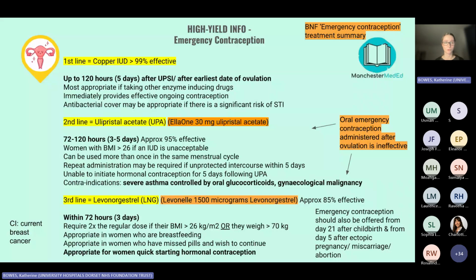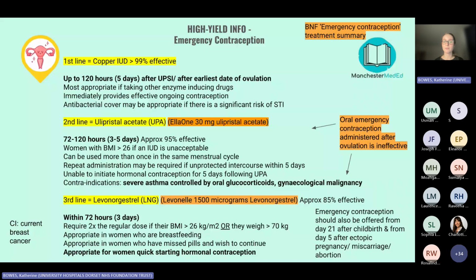And there are some important contraindications for this one. Severe asthma that's controlled by oral steroids would be a contraindication. And any gynecological malignancy, or something I've mentioned earlier, if you have unexplained vaginal bleeding, then it's not really appropriate to be prescribing these hormonal forms of contraception or HRT, because that estrogen or progesterone component might make it worse, or may mask symptoms. So that's our second option.